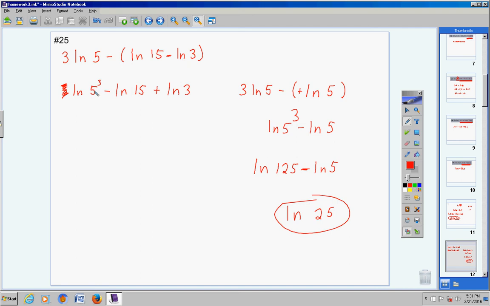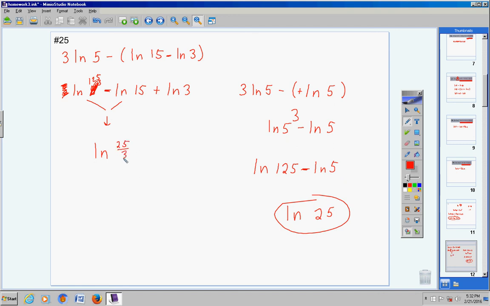125, right? 5 times 5 times 5. So I have the natural logarithm of 125. So take these two logarithms here, write them as one logarithm. The two logarithms are subtracting, so we're going to take 125 divided by 15. Now, because the two logarithms are being subtracted, I'm going to leave that a fraction because it is a fraction. I will get 25 over 3. So 125 divided by 15 reduces to 25 over 3.